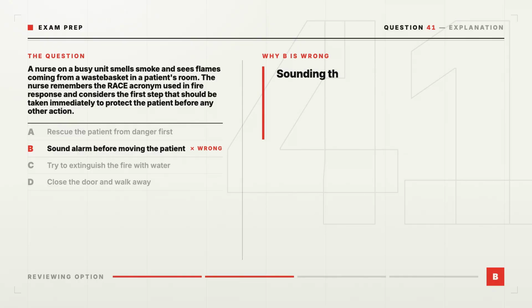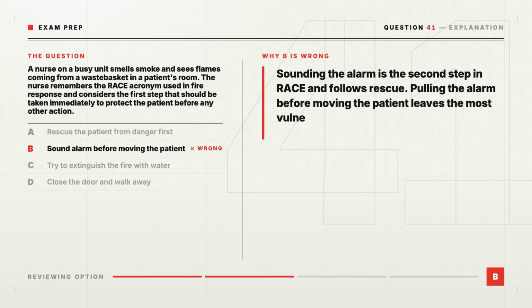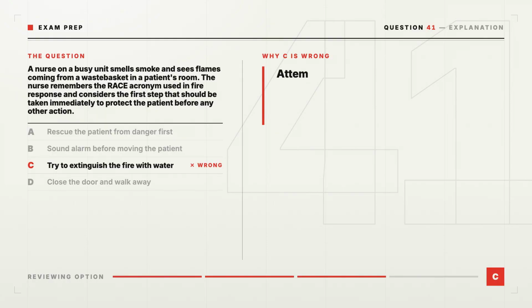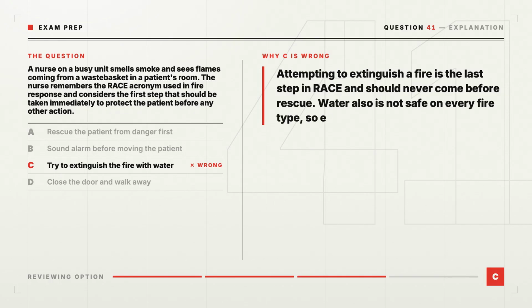B is wrong because sounding the alarm is the second step in RACE and follows rescue. Pulling the alarm before moving the patient leaves the most vulnerable person closest to the fire, while precious seconds are spent on signaling. C is wrong because attempting to extinguish a fire is the last step in RACE and should never come before rescue. Water also is not safe on every fire type, so extinguisher selection matters too.